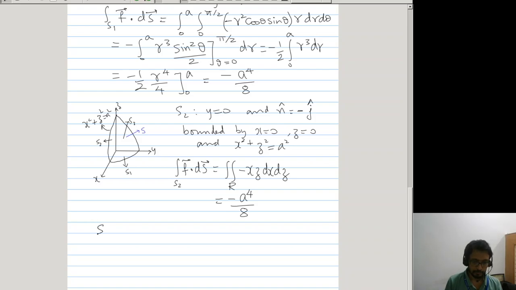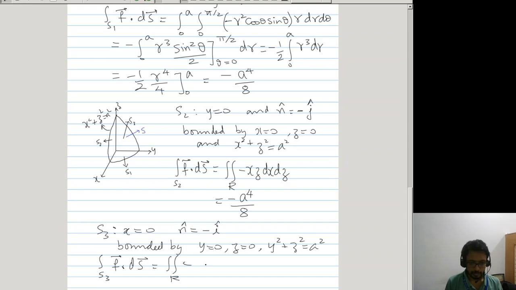Now along S3, we have x equal to 0. The outward unit normal is minus i cap, and the surface is bounded by y equal to 0, z equal to 0, and a sector of the circle y squared plus z squared equal to a squared. So the integral over S3 of f dot ds equals the double integral over R of minus yz dy dz. Again, the integrand is similar except for the change of variables. The region is also similar, just a change of variables in defining the region. So the value of the integral should be the same, that is minus a power 4 by 8.